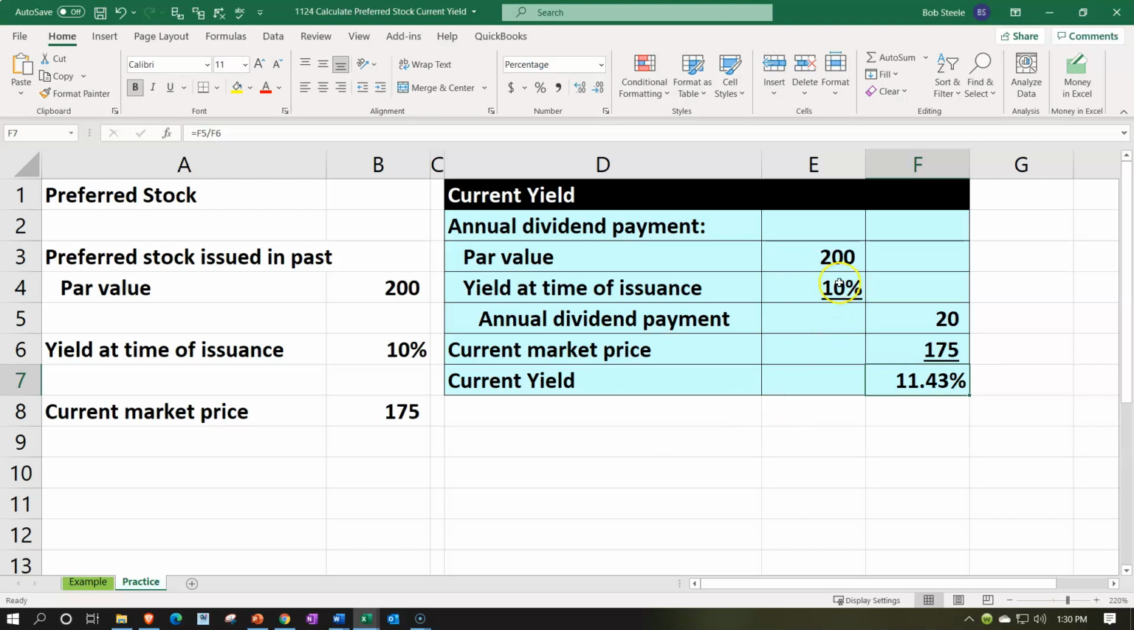So note, this is kind of a reverse or backing-into way of finding the current yield. In order to figure this, we had to figure out the dividend, which is simply what it was issued for, the par, times the yield at the time of issuance. That'll give us our $20, which would be our dividend. That often is something that we might know in practice. We're going to compare that to the current market price, which in this case is 175. So the 20 divided by the 175 gives us our current yield, comparing the dividend to the current market price, of 11.43%.